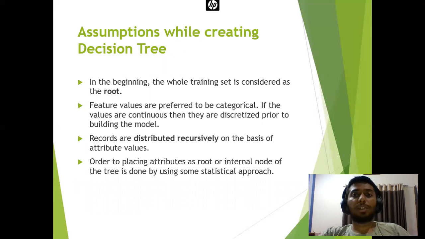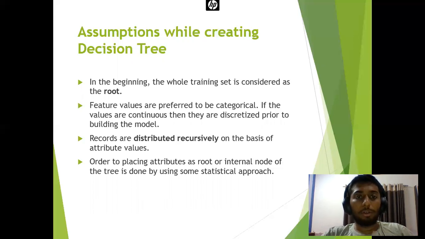Now, these are some assumptions we make while creating the decision tree. In the beginning, the whole training set is considered, like we saw in our example. We apply the whole data set at each different level until we reach the final. So in the beginning, the whole training set is considered as the root. Feature values are preferred to be categorical. If the values are continuous, then they are discretized prior to building the tree.